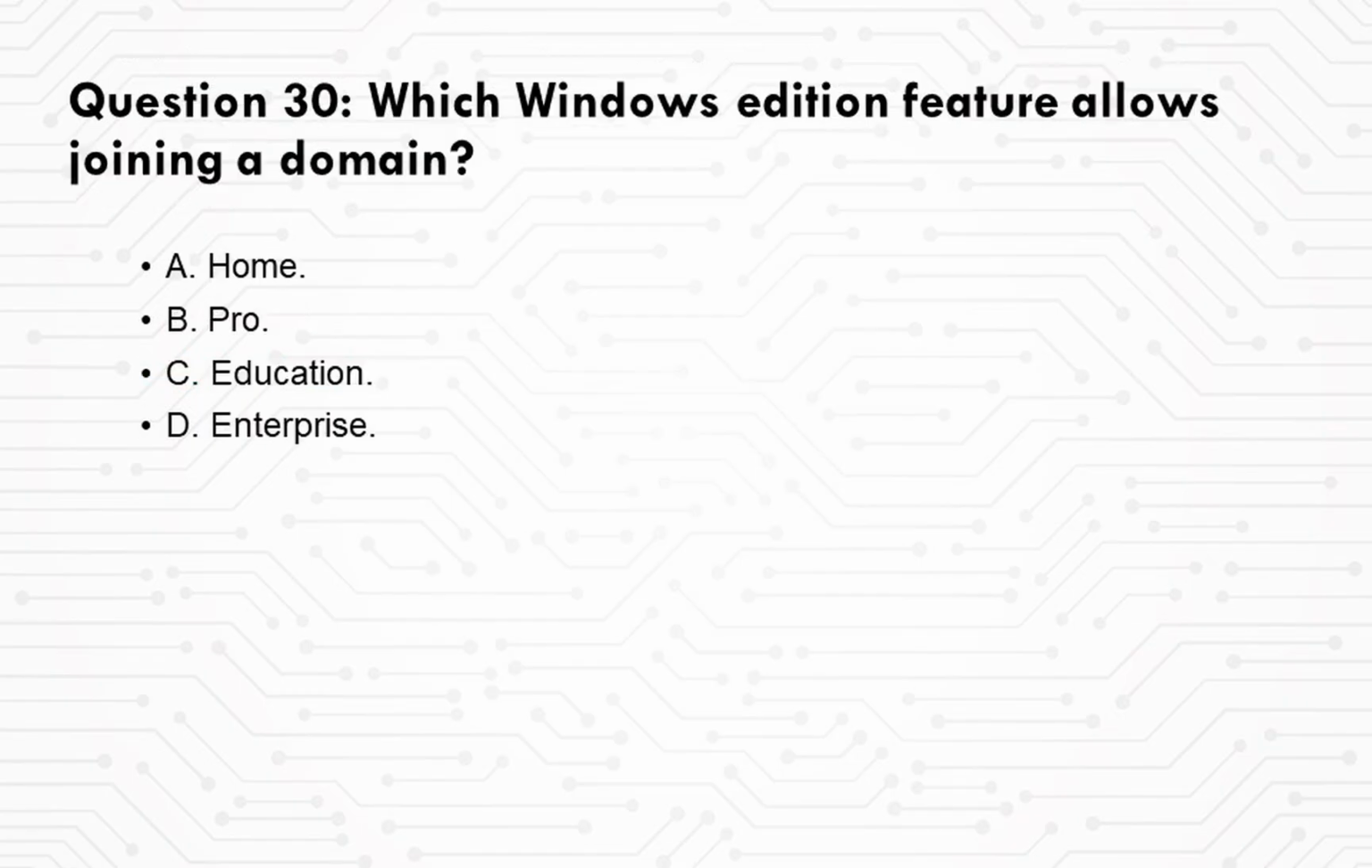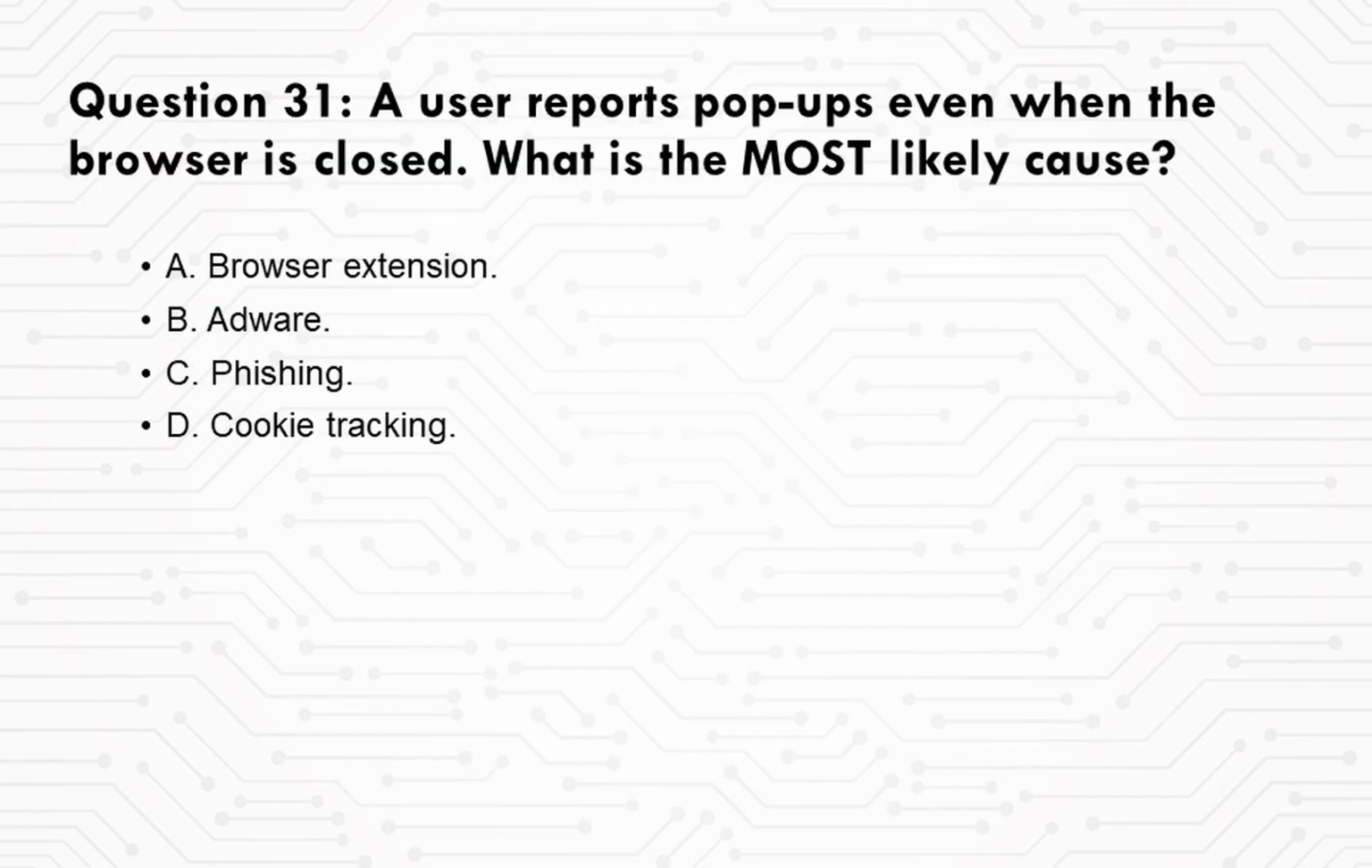Question 30. Which Windows Edition feature allows joining a domain? A. Home. B. Pro. C. Education. D. Enterprise. Answer: B. Windows Pro and above support domain join. Home does not.